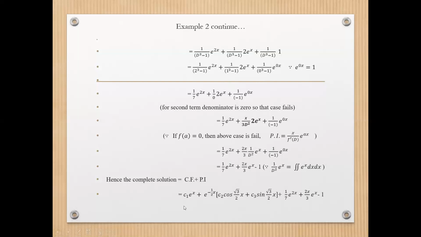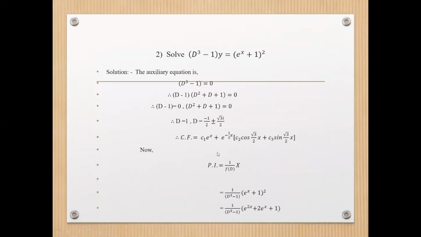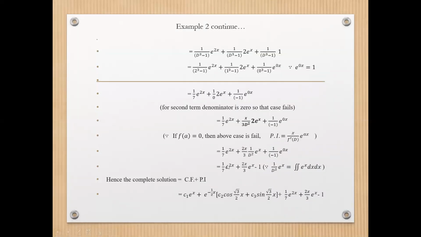Hence, the complete solution is the complementary function plus the particular integral. As we have found, the complementary function for this example is c1 e raised to x plus e raised to minus x by 2 times c2 cos root 3 by 2 x plus c3 sin root 3 by 2 x, and the particular integral is as found above. Add all this and we get the required solution of this example 2.